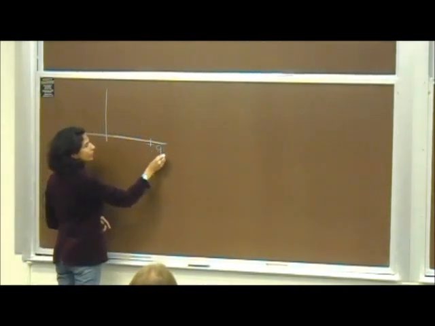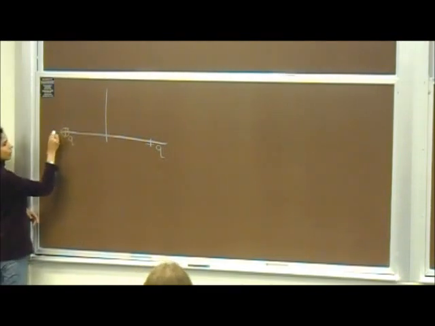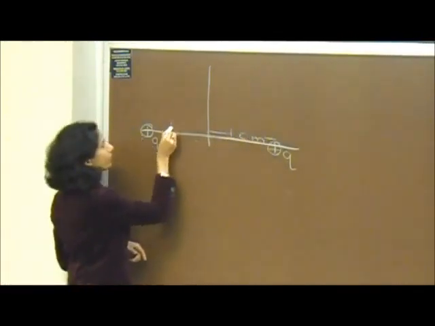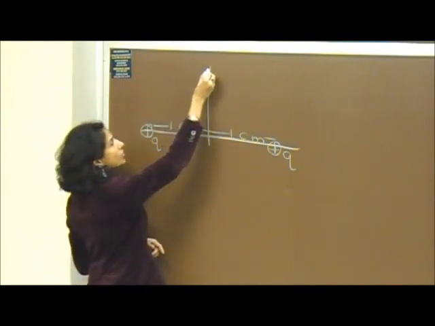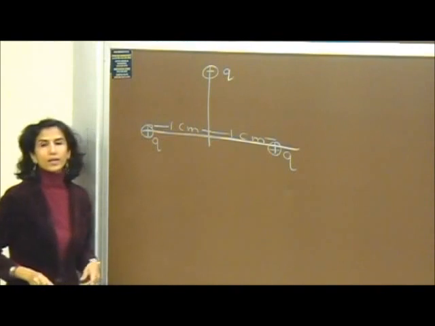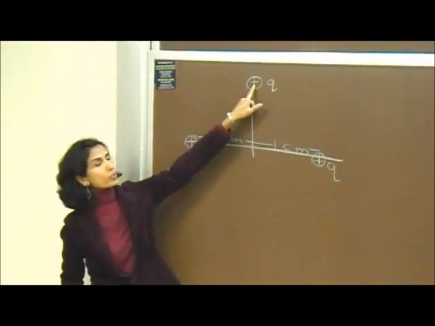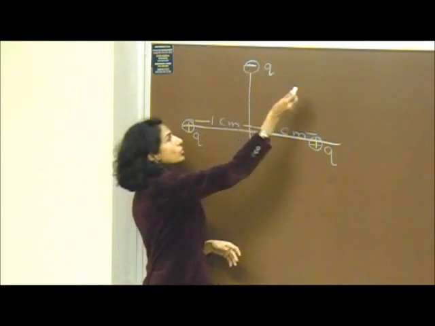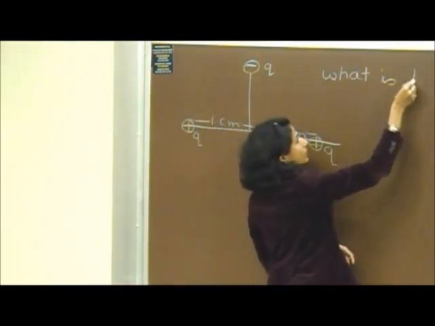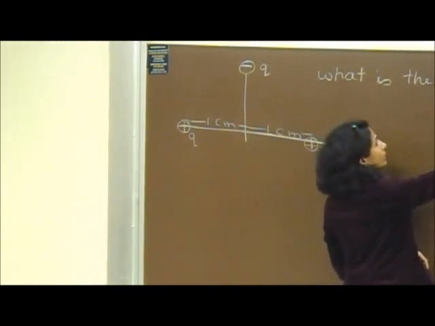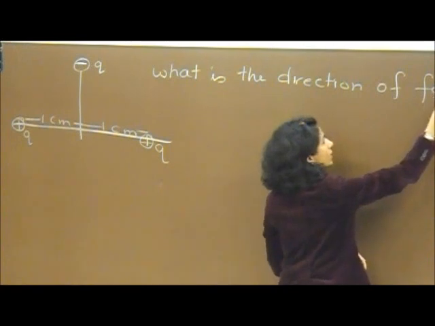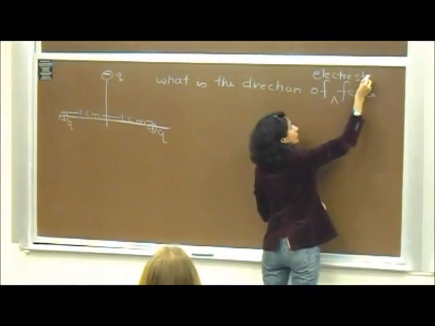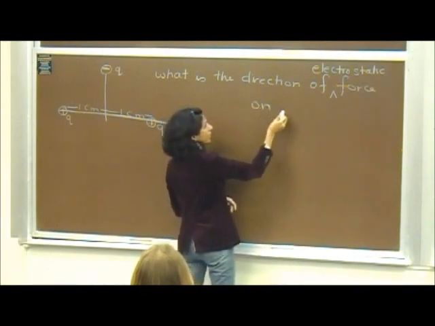Suppose you have some charge plus Q here and another charge which is exactly equal in magnitude and equal in sign also, plus Q, and they are both at the same distance, let's say 1 centimeter from some origin. And here you have another charge which is minus Q. The question that I have for you is, what is going to be the direction of the force on this charge minus Q? This is not Q, this is minus Q. So, what is the direction of the force, and this force that we are talking about is the electrostatic force, on charge minus Q.